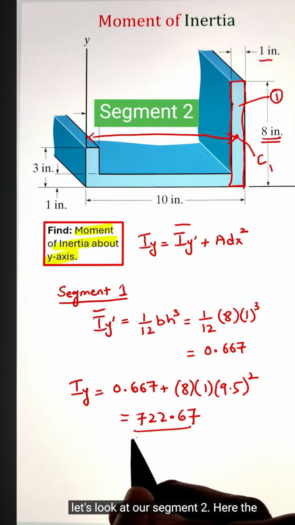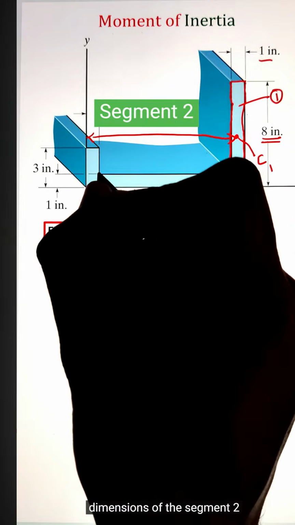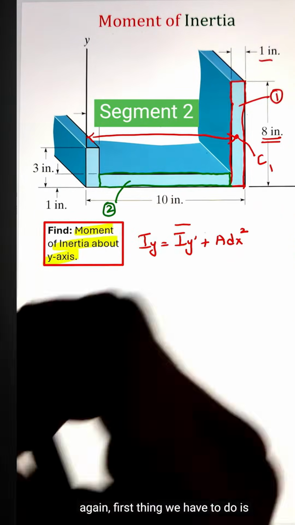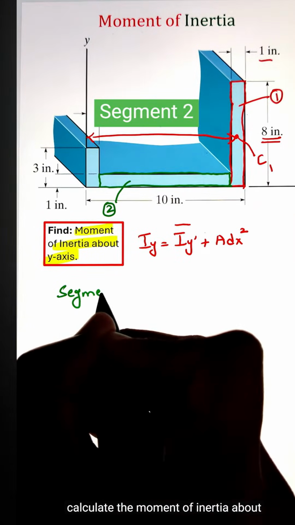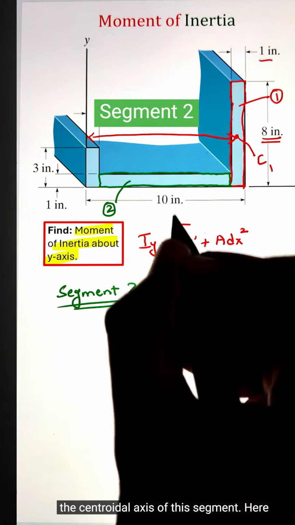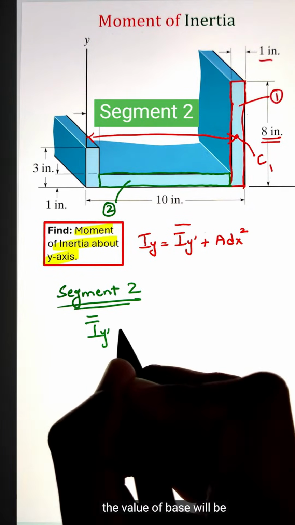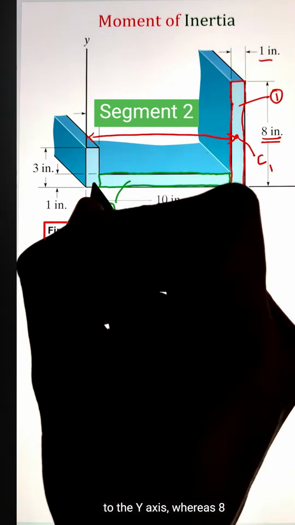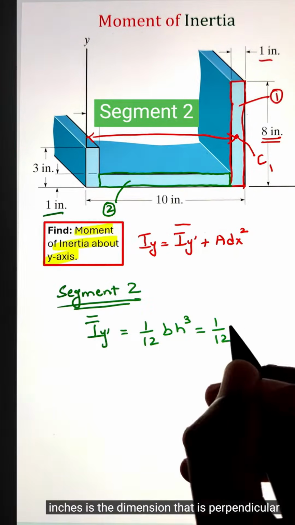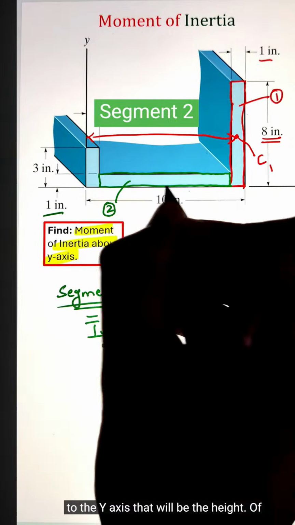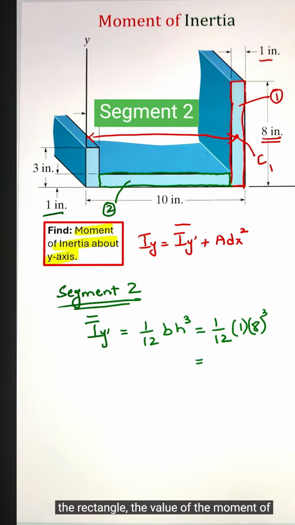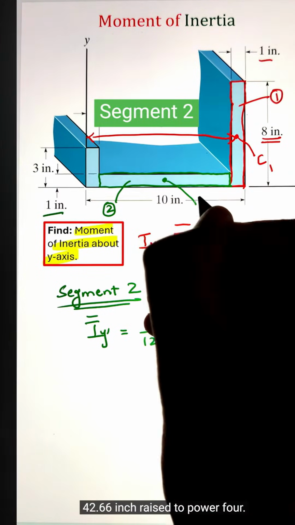Now let's look at our segment 2. Here, the dimensions of segment 2 are 8 by 1 inches. Now, again, the first thing we have to do is calculate the moment of inertia about the centroidal axis of this segment. Here, the value of base will be 1 inch as it is parallel to the y-axis, whereas 8 inches is the dimension that is perpendicular to the y-axis, that will be the height of the rectangle. The value of the moment of inertia about the centroidal axis is coming 42.66 inch raised to power 4.